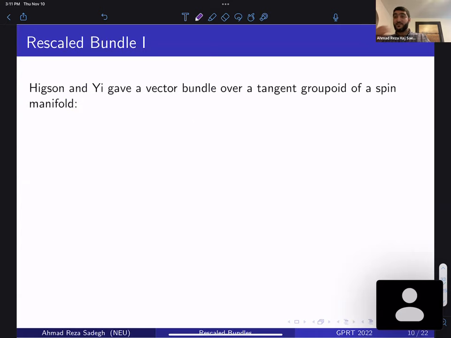But the first person that actually did a rescaled bundle was Higson and another of his students, Yi. What they did was give a smooth vector bundle not over the general deformation to a normal cone, but over the tangent groupoid for a spin manifold. So if you have a manifold M that is spin, it has a spinor bundle. And out of this simple data, they produced a smooth spectral bundle, a bold S, over the tangent groupoid of that manifold.